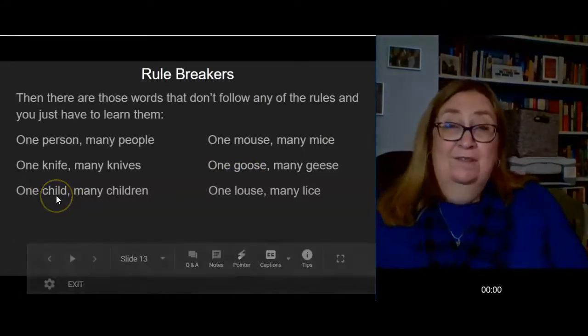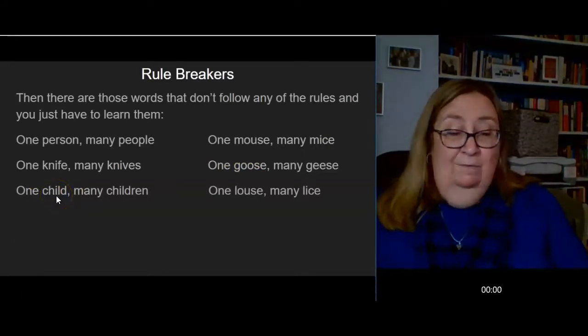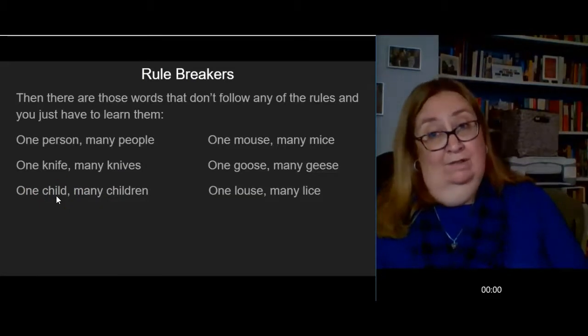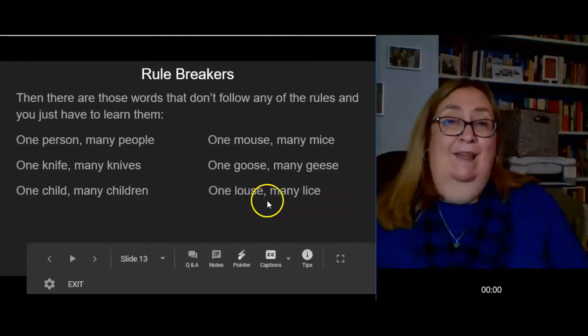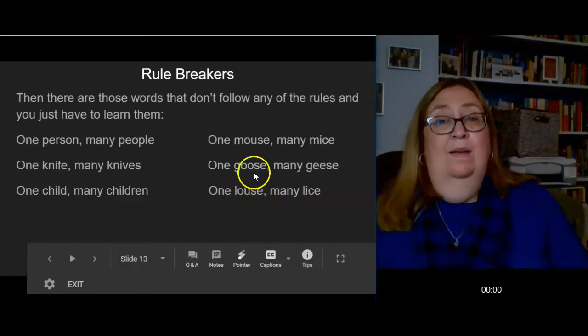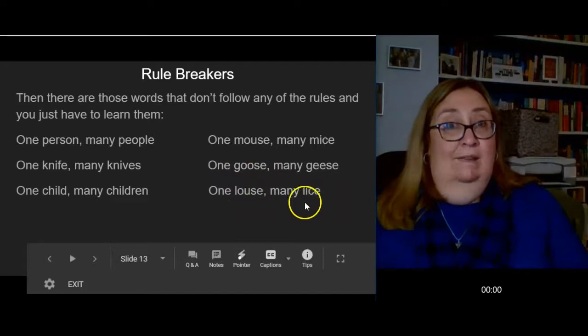I don't have childs. I do not have a room full of childs. I have a room full of children. This one's kind of gross. You can have one louse, but most of the time people have many lice. That's the way they like to travel.